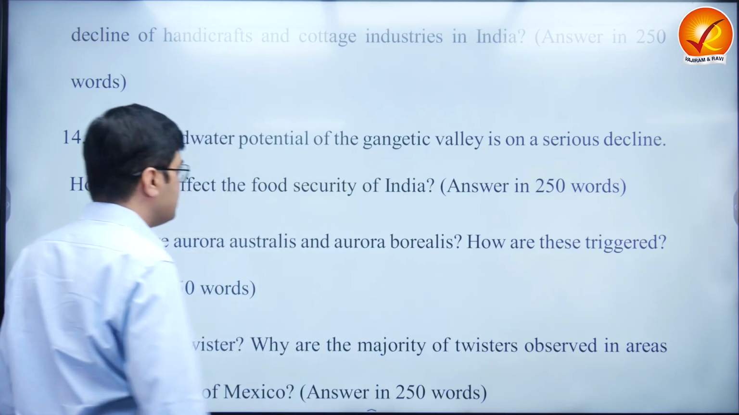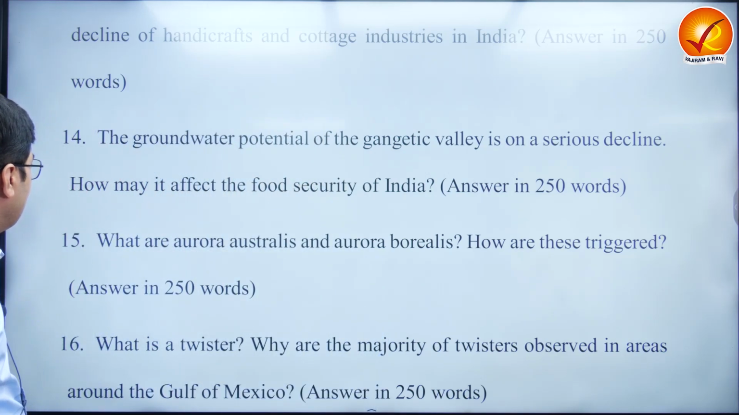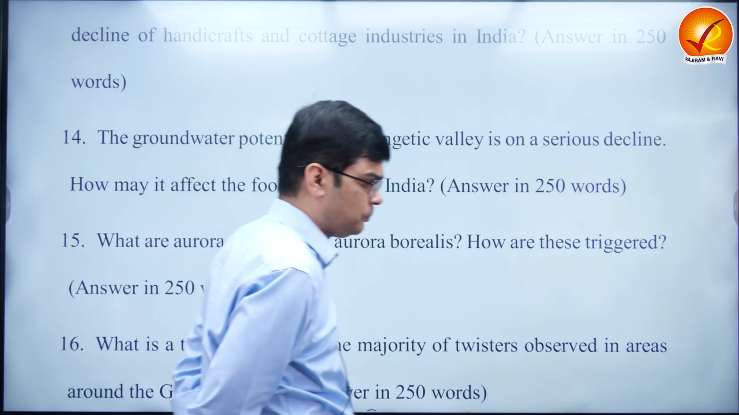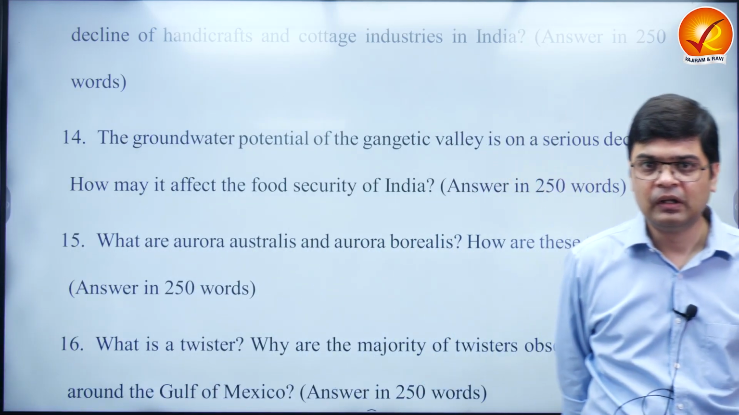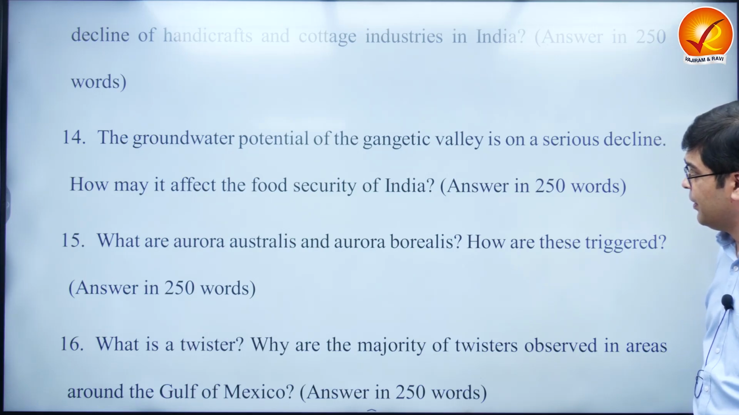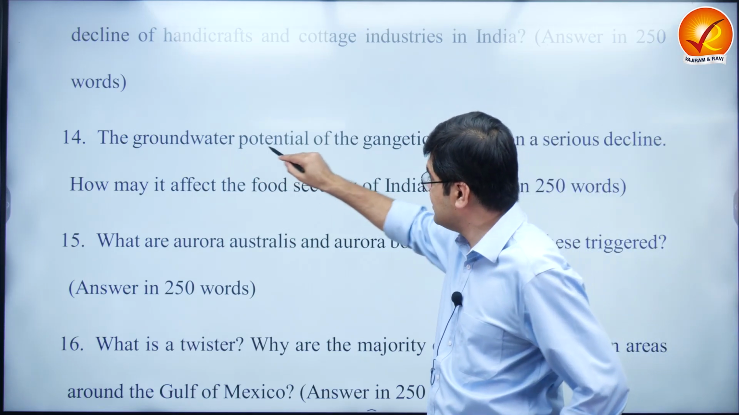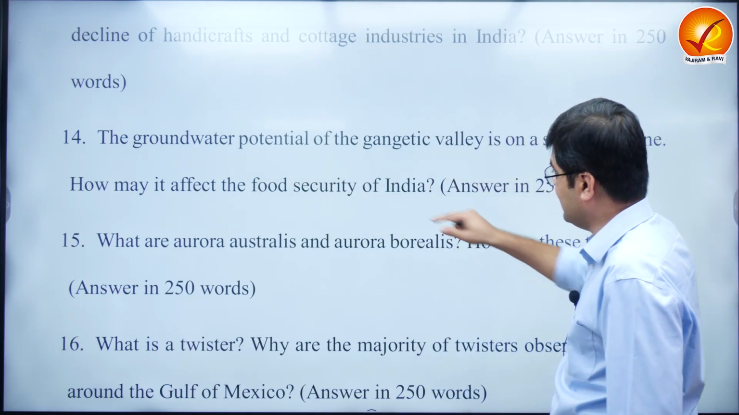The groundwater potential of the Gangetic Valley is on a serious decline. How may it affect the food security of India? It is 250 words. One, groundwater potential is a keyword, then Gangetic Valley, and then food security.